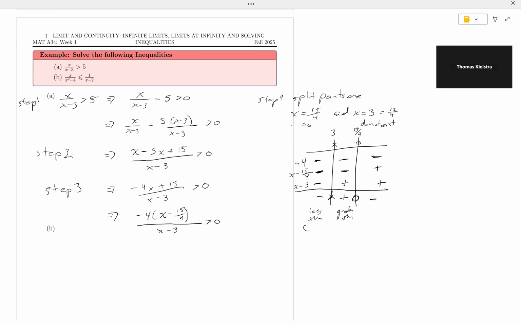And I'm just going to write out for clarity what these domains are. Minus infinity to 3, 3 to 15 over 4, and 15 over 4 to infinity. Now here I'm looking, where am I greater? Well, my function is greater for 3 to 15 over 4. Thus, the inequality is satisfied for x in the interval 3 to 15 over 4.